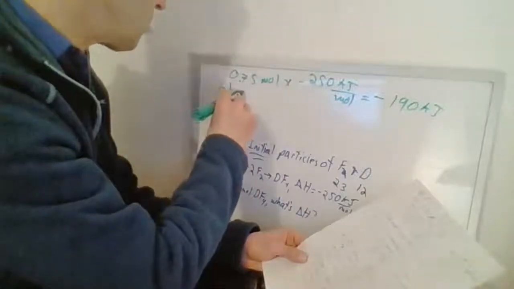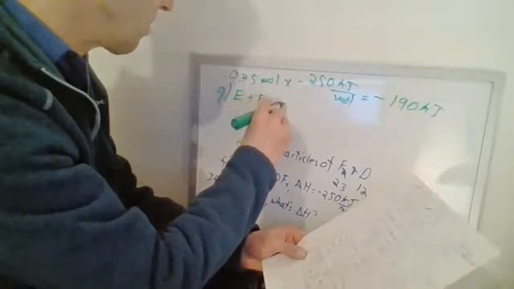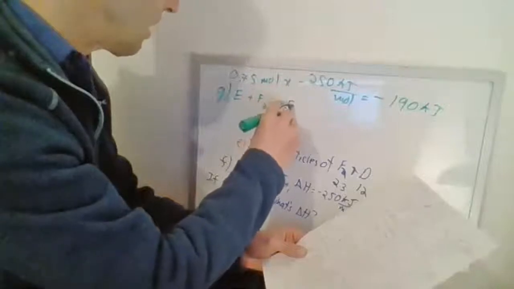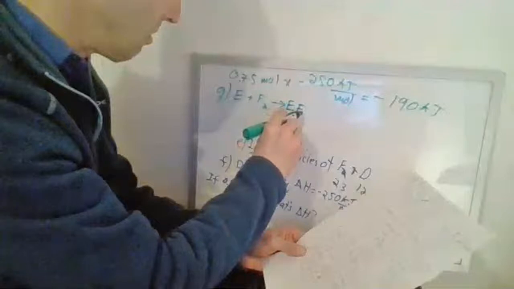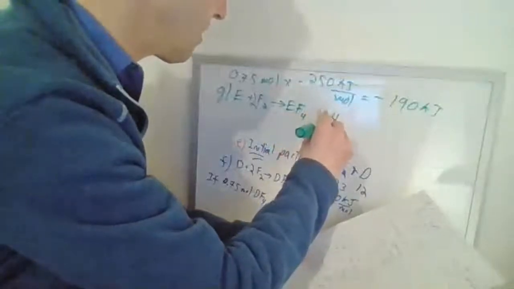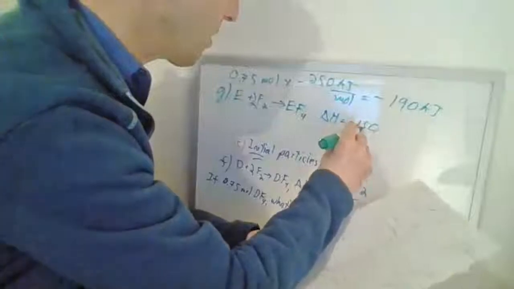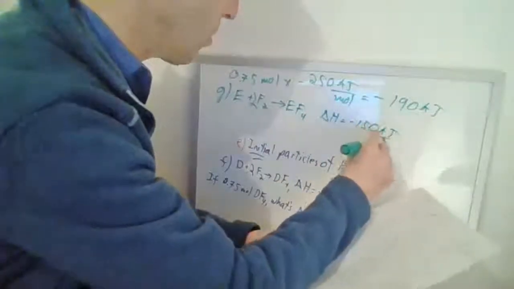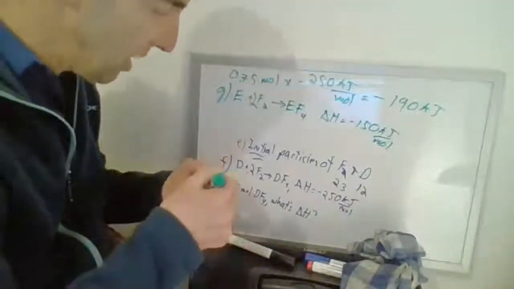And now I got a new equation. E plus F2 forms EF4. I must have 2 here. And I got a delta H of negative 150 kilojoules per mole. So notice it's less than. Okay?